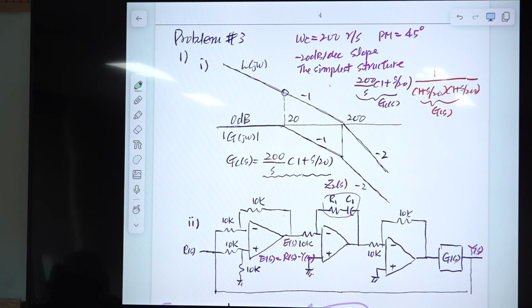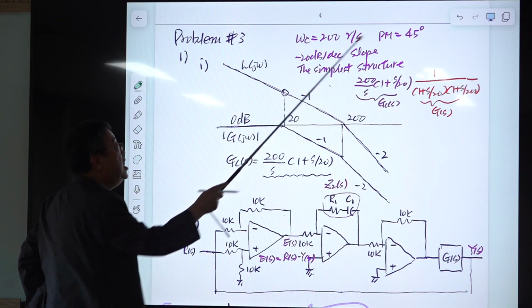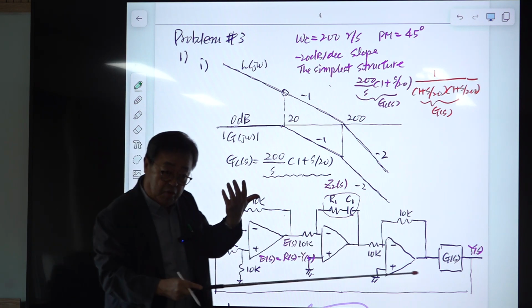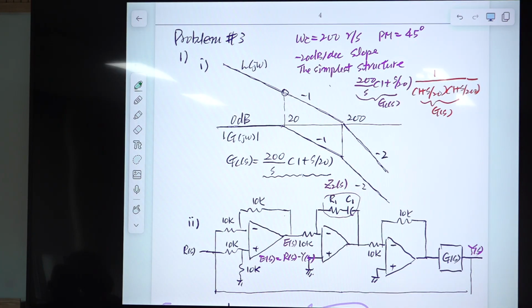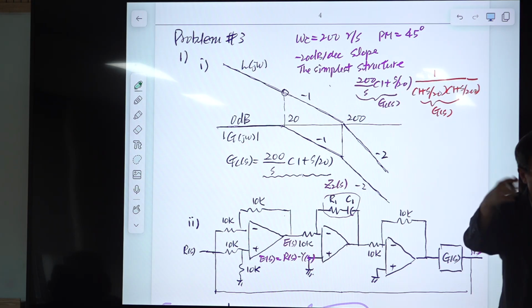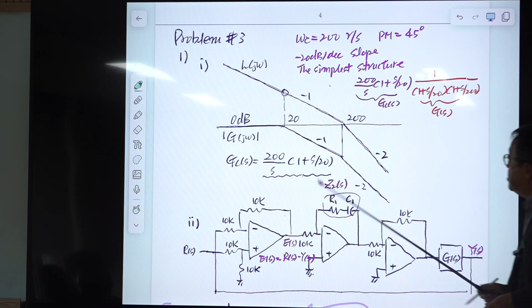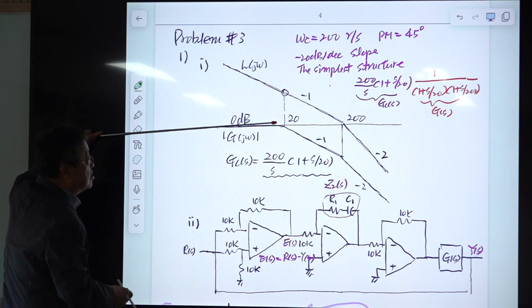So the spec was omega c as this one, and the phase margin of 45 degrees and -20 dB decay slope for the lower frequency below the loop gain crossover frequency, and select the simplest structure. You may add a pole and 0 arbitrarily and cancel them somehow. That's not the answer, okay? That is really unnecessary. So use the simplest possible case.